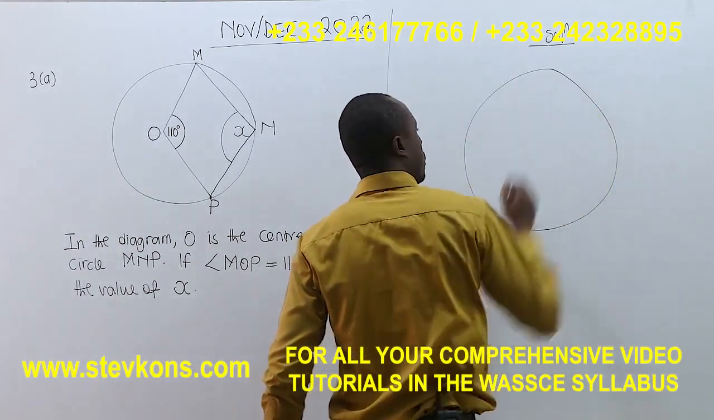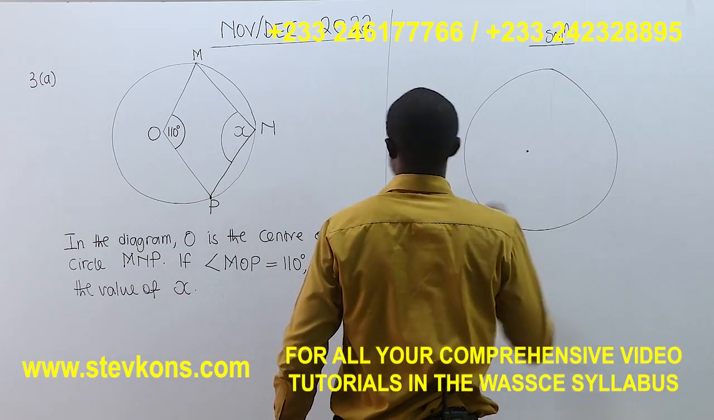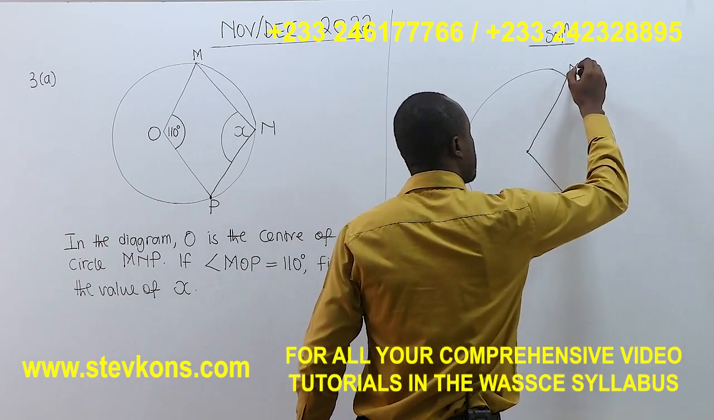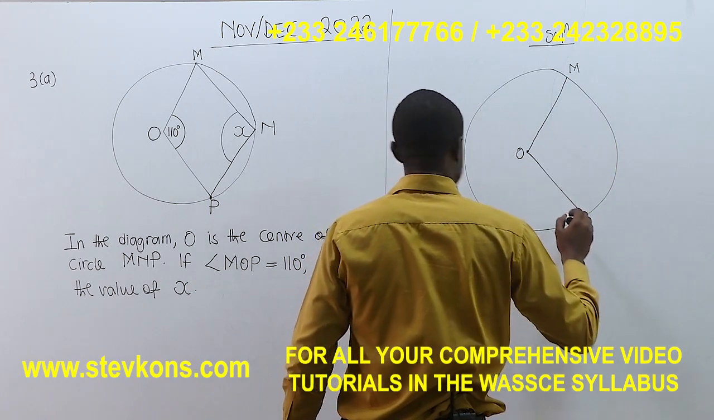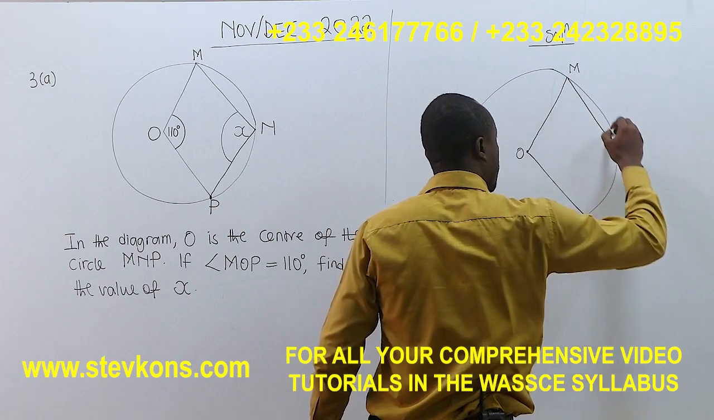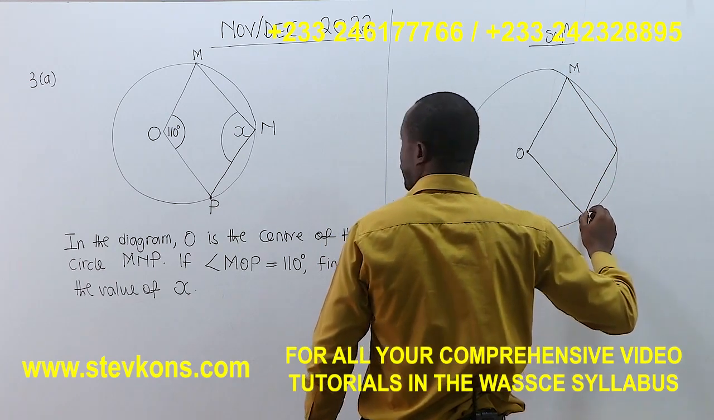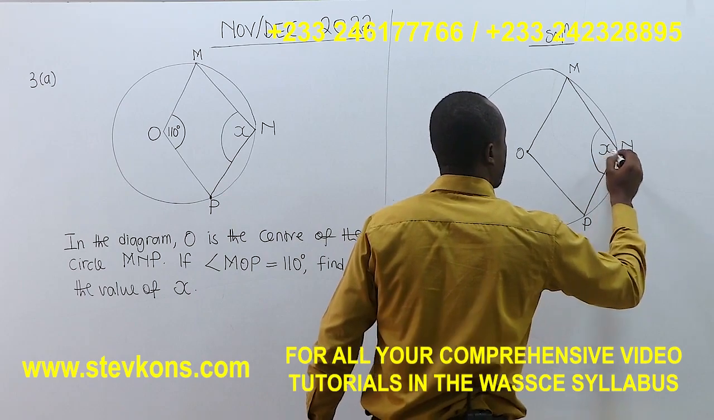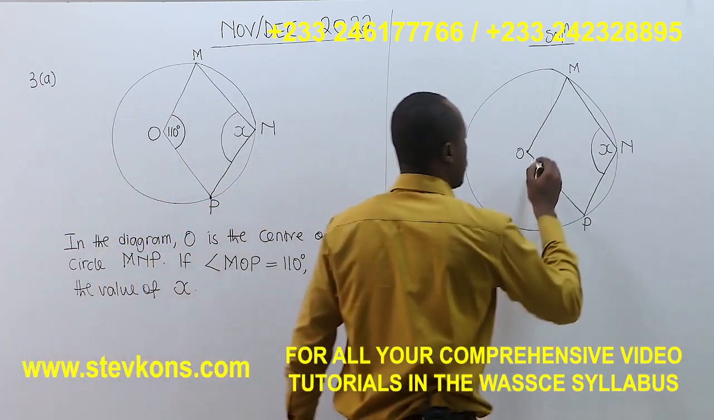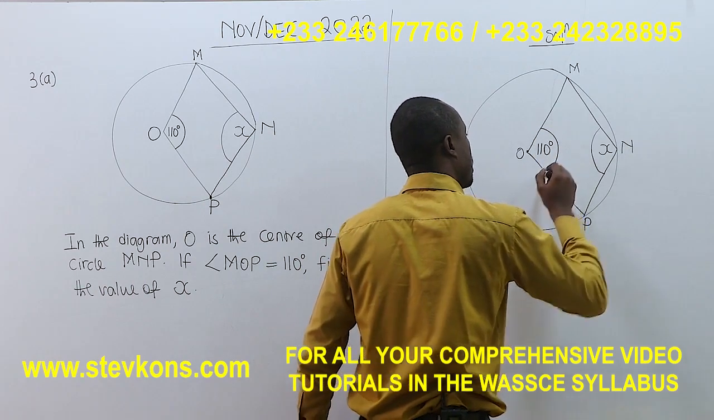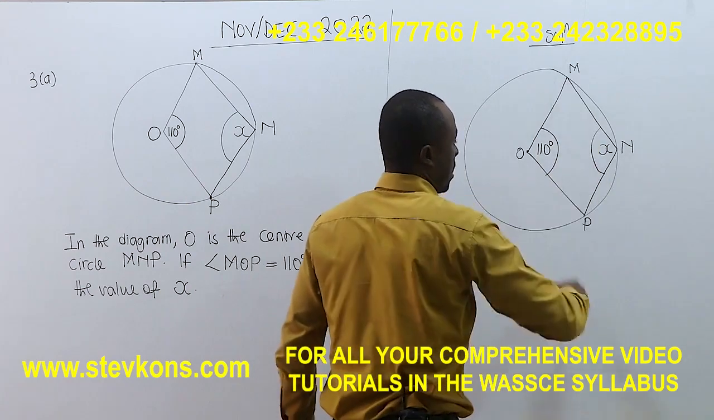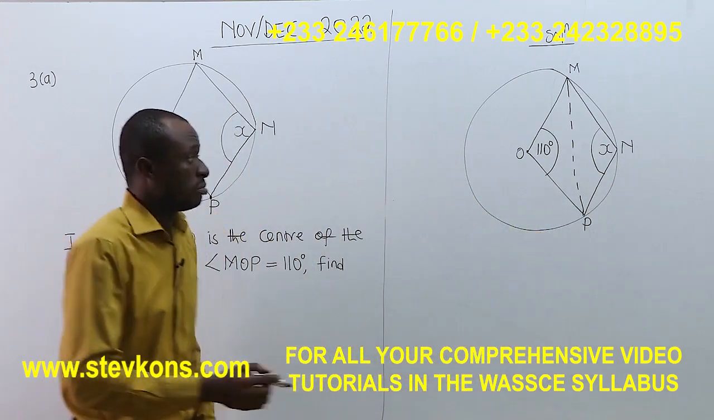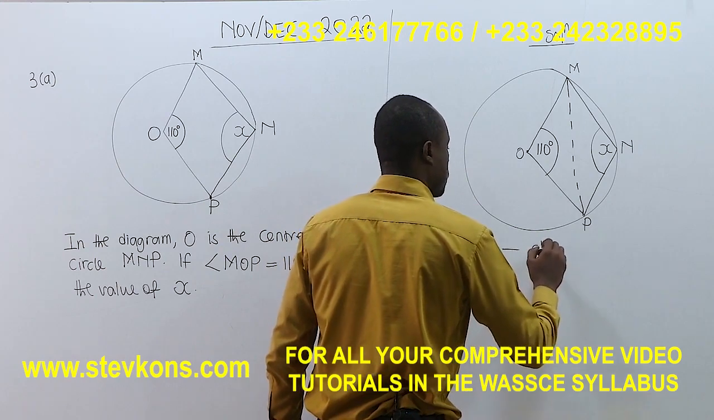Let's redraw the circle. And then let's suppose that the center is somewhere here. This is our M. This is O. This is P. And it is obtaining an angle N over here. Now we have this angle over here to be X, and then the angle over here is 110. So we can consider MN as a chord, MP as a chord. So MP is a chord.